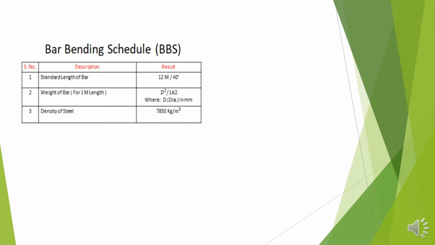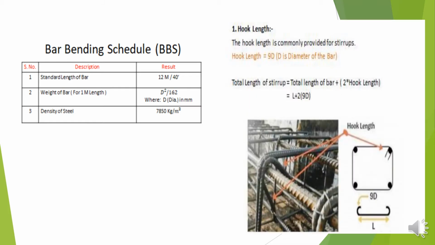Weight of the bar for a 1 meter length will be d square divided by 162, where d is the dia in millimeter. Density of the steel is equal to 7850 kg per cubic meter.